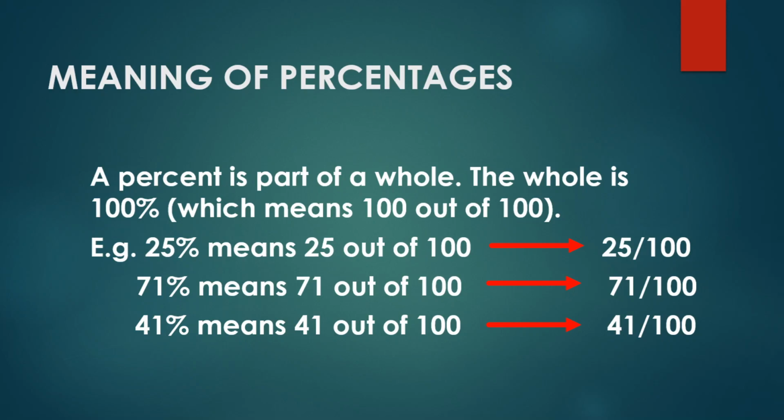So when we take a look at some examples of percentages, we can see 25% means 25 out of 100, which makes the fraction 25 over 100. Fractions can also be used to do division, which we'll take a look at in a bit. So then 71% means 71 out of 100, which is this fraction right down here. And 41% means 41 out of 100, or the fraction down below.